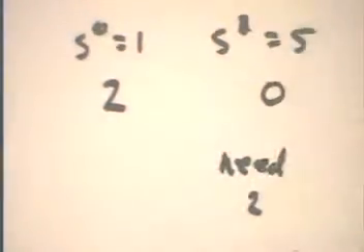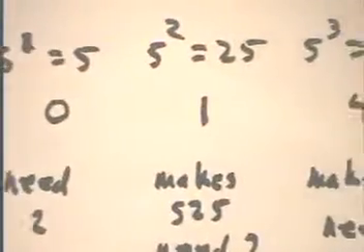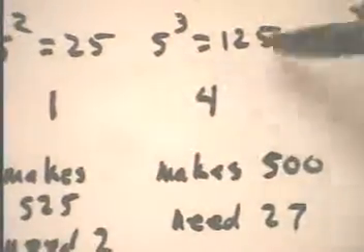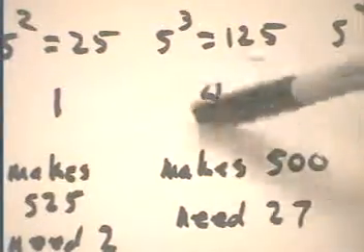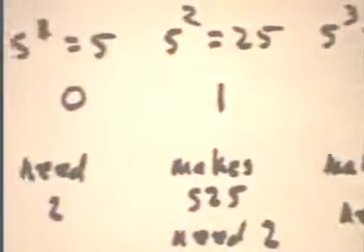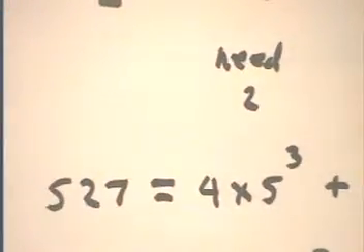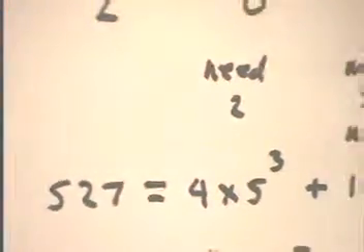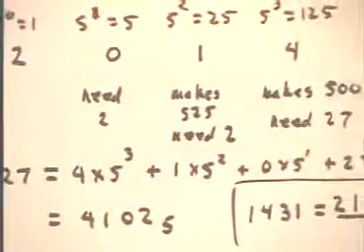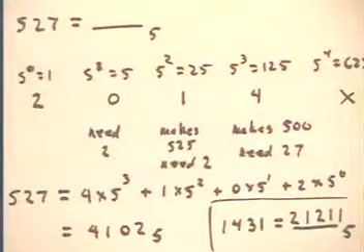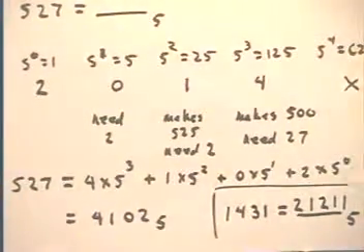We got 2 1s, or 2 5 to the 0s, 1 25, or 1 5 to the second, and 4 125s, 4 5 to the thirds. And of course, no 5 to the firsts. So we can say 527 equals 4 times 5 to the third, plus 1 times 5 to the second, plus 0 times 5 to the first, plus 2 times 5 to the 0.